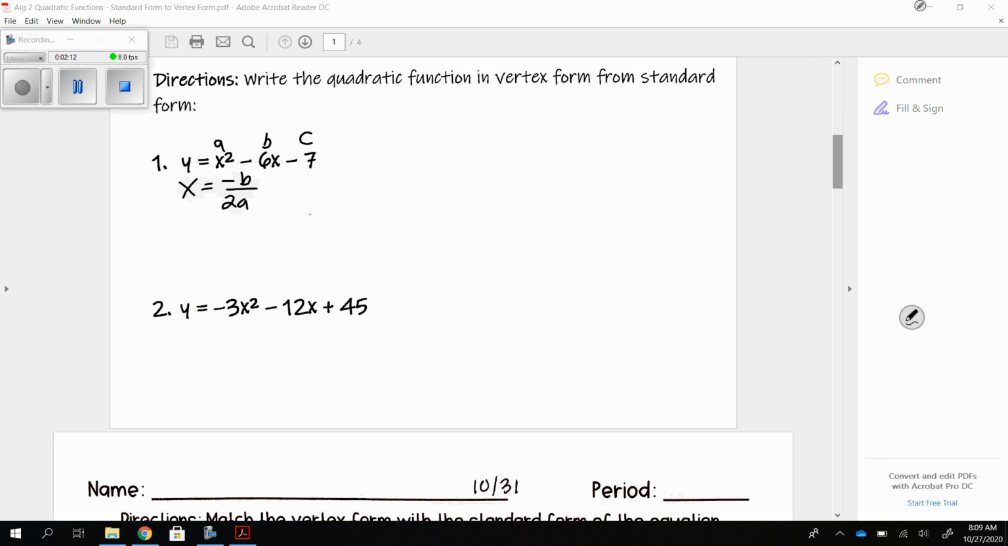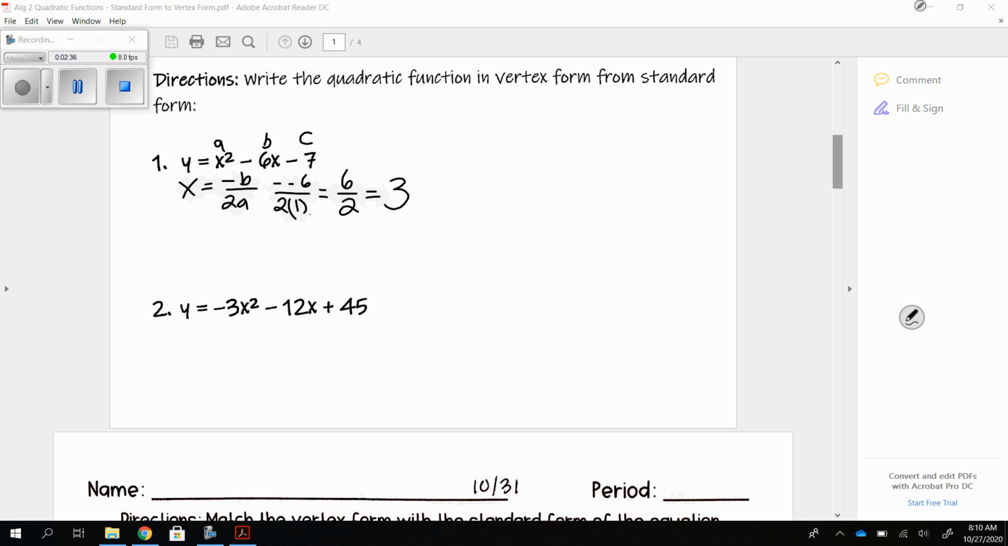So negative b, so that's going to be negative 6. Don't forget to put the sign in there. There's two negatives. All right, divided by 2a, which a, there's no number, so we know that's 1. This becomes 6 divided by 2, which is 3. All right, so we know x equals 3.